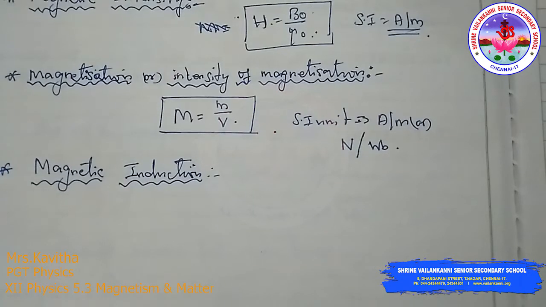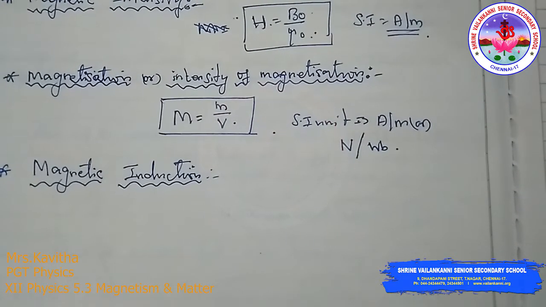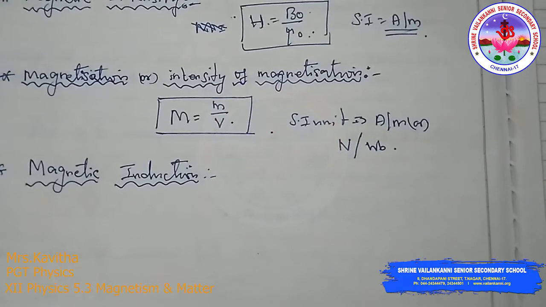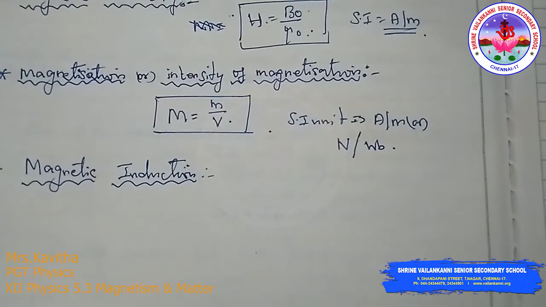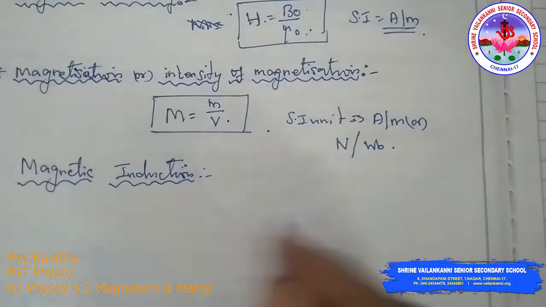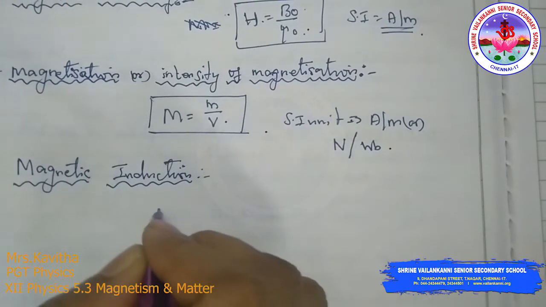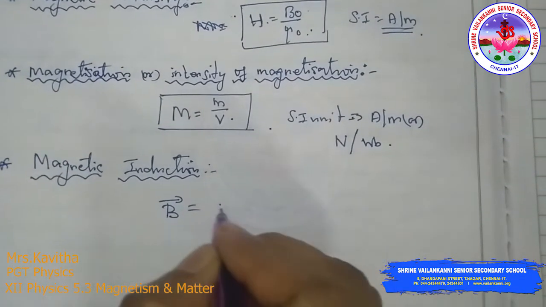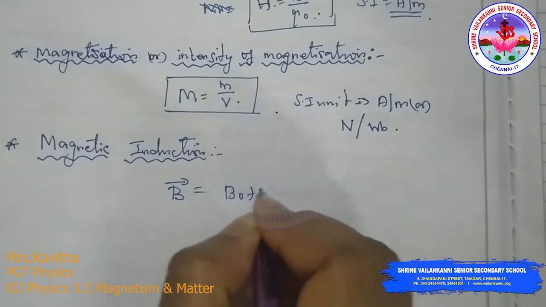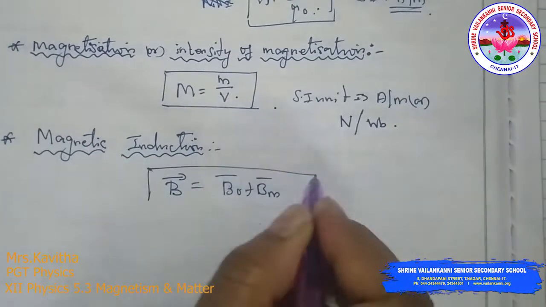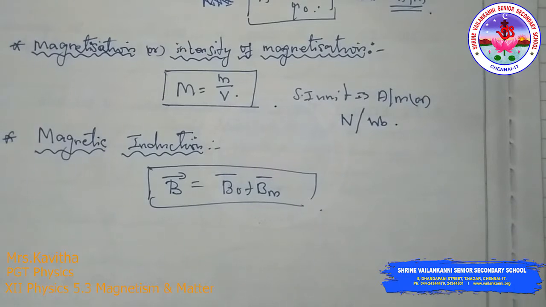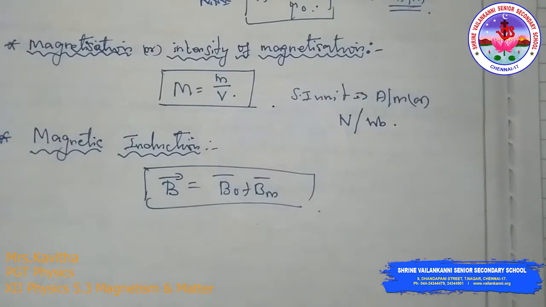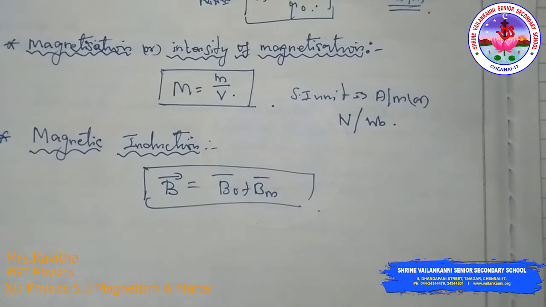The magnetic induction means, if the interior of the solenoid is filled with magnetic material, the field inside the solenoid is greater than the magnetizing field. The net field inside the solenoid we take as B, which is increased. That means capital B is equal to B naught plus Bm. The total magnetic field inside the magnetic material is the sum of the external field and the additional magnetic field produced by the magnetization of the material.